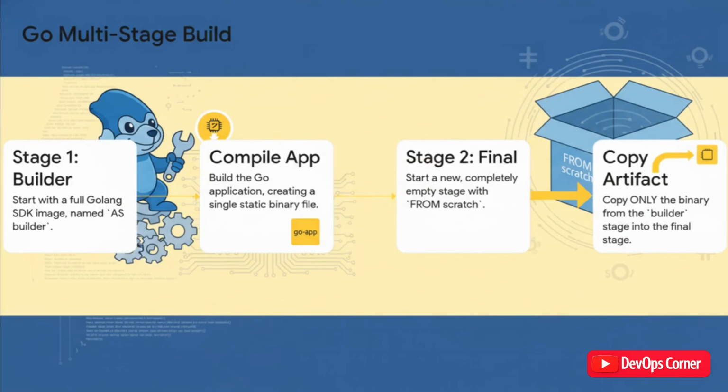Let's actually walk through this Go example. First, see how we define a stage and name it builder? We're using the full Golang image here to compile our app. That creates our final binary. Then, and this is the key, we start a totally fresh stage with FROM scratch, which is literally an empty image. And here's the magic trick. That COPY --from=builder command reaches back into that first stage and pulls only the compiled binary into our new clean stage. The SDK, the source code, all that stuff from the builder stage, it just gets thrown away.